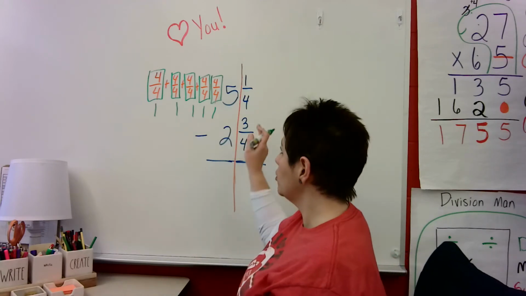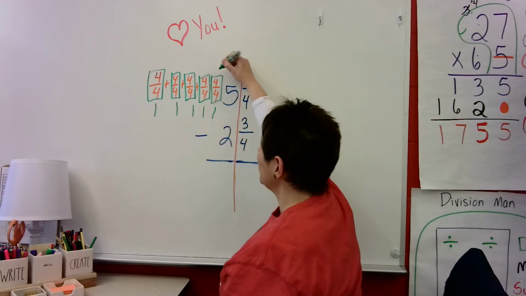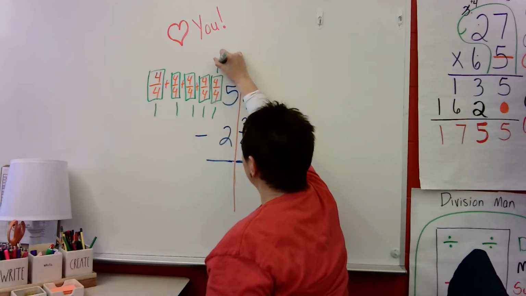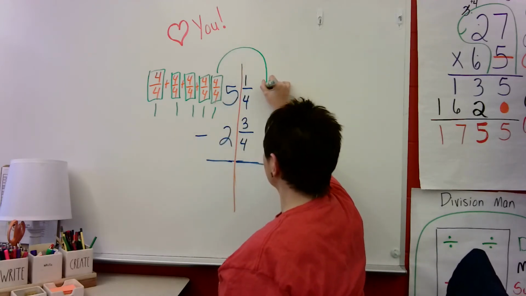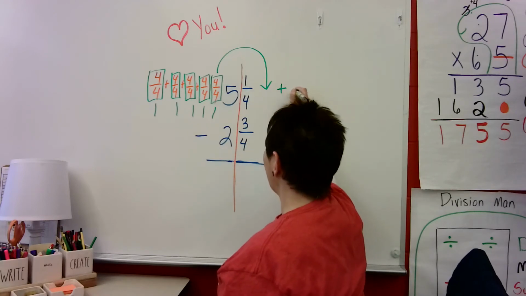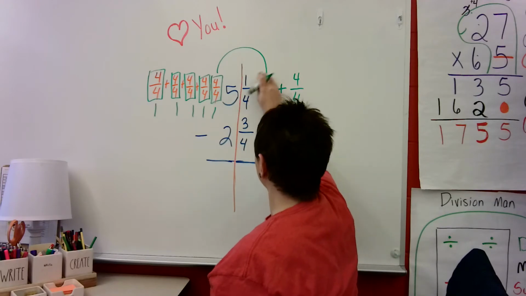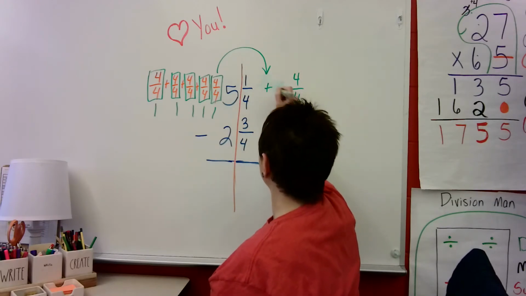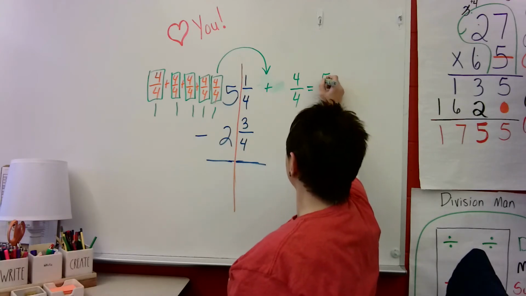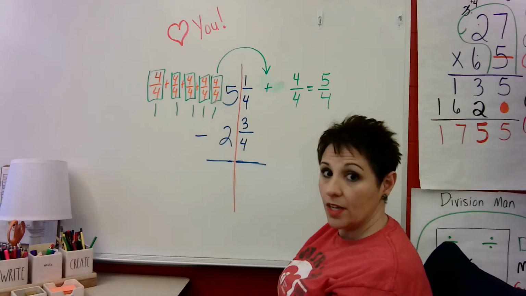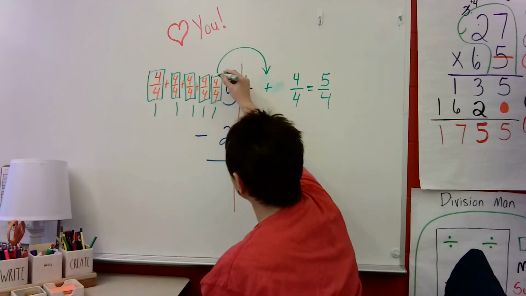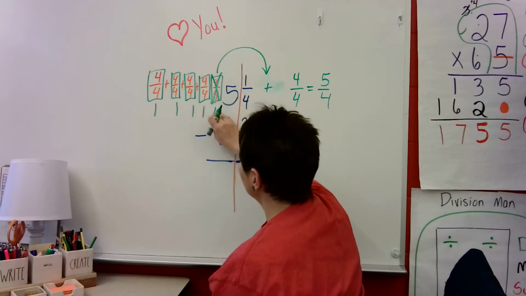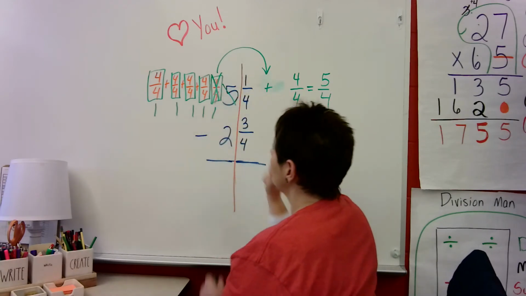So what I'm going to do is I'm going to borrow from my whole number. I'm going to take one of these 4/4 and move it over here to my fractional place. So I'm going to add 4/4 to my 1/4. Move that arrow up some. 1/4 plus 4/4 equals 5/4. So that means that over here in the whole numbers, I've borrowed one whole. So I no longer have 5 wholes here.